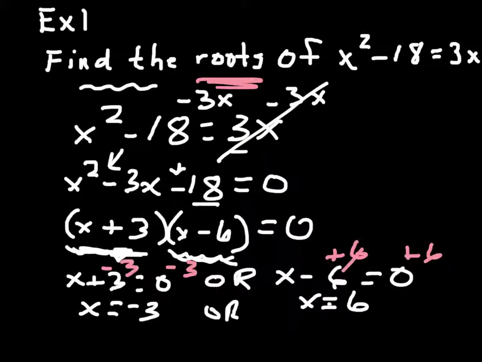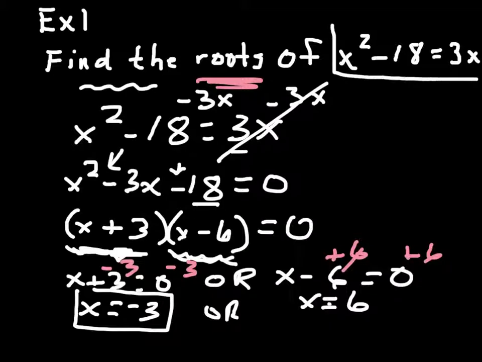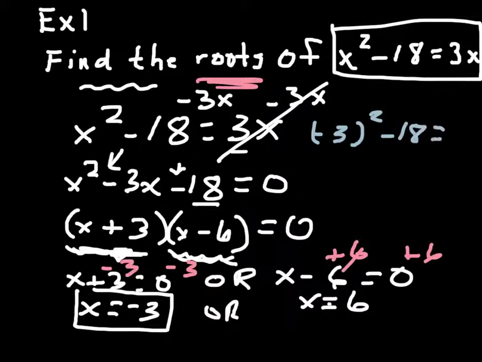Now, I'm not going to take the time to check this right now, but if you put a negative 3 in for x up here, it will check. Okay, that will work out. So in other words, if you took a negative 3 and you squared it and you subtracted 18, you'll get the same answer as taking 3 times a negative 3. So it would check. And the same thing right here. If you put 6 in for x, it would check out. And the next problem we'll go through and check it.